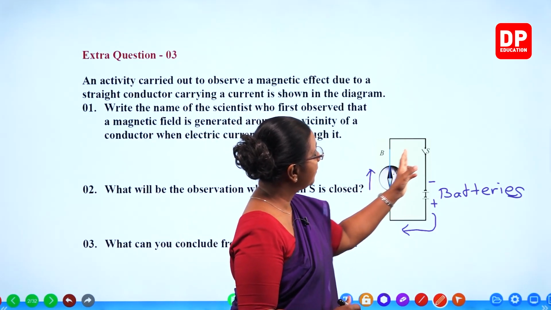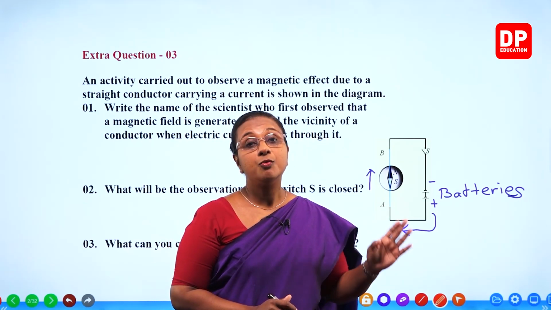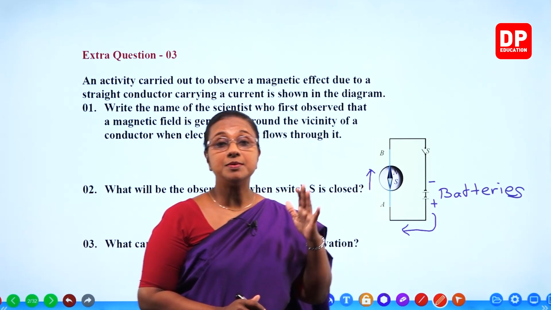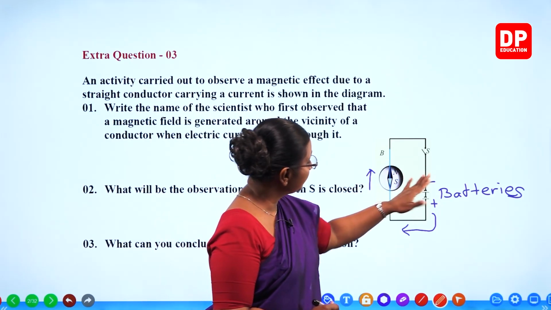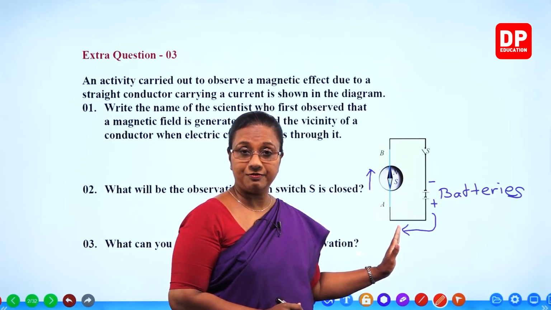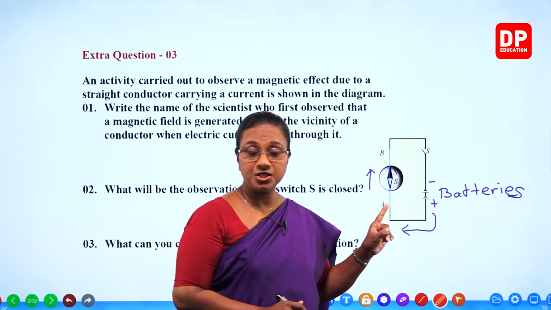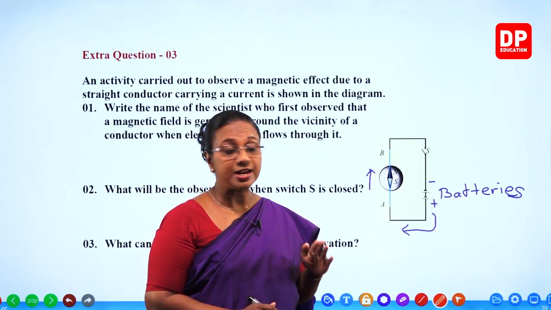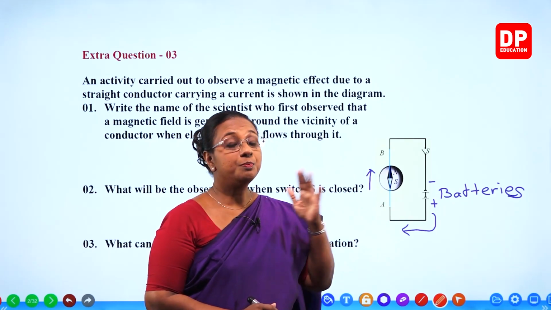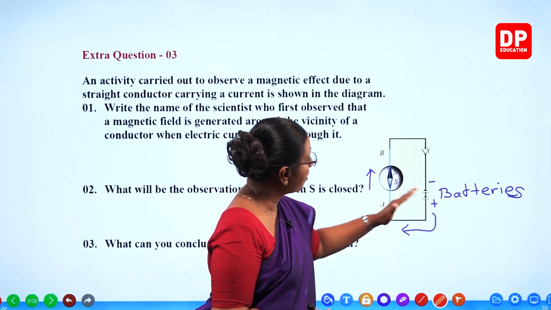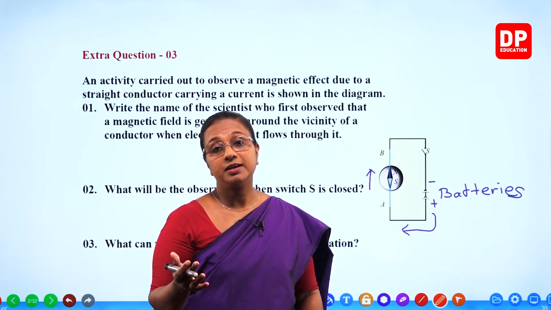What happens here? When we close the switch, you will see a deflection in the compass. Why is that? Now the compass pointer deflects when there is a magnetic field around it. When the switch is open, the compass does not deflect. That means there is no magnetic field. But once you close the switch, there is a magnetic field generated due to the current flowing through this conductor AB. So because of that magnetic field, the compass shows a deflection. So that is the magnetic effect of current.